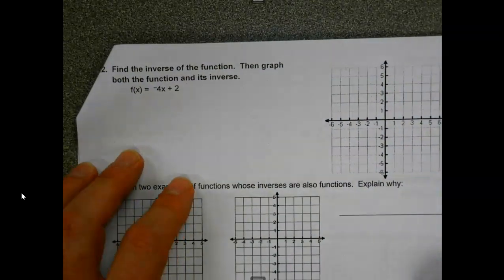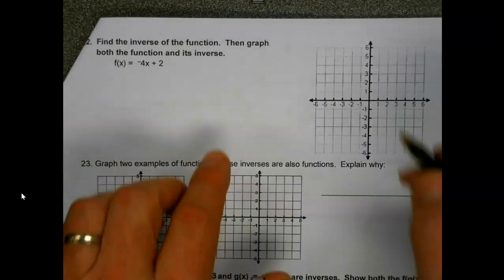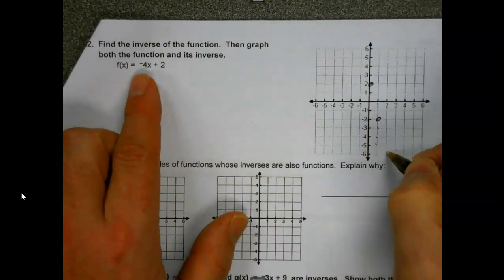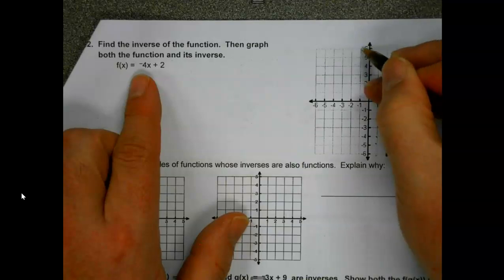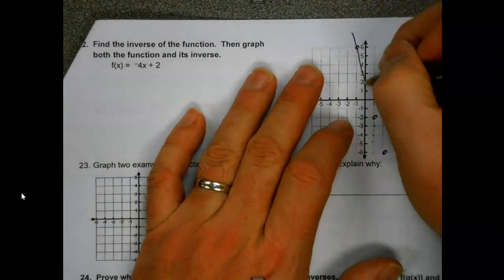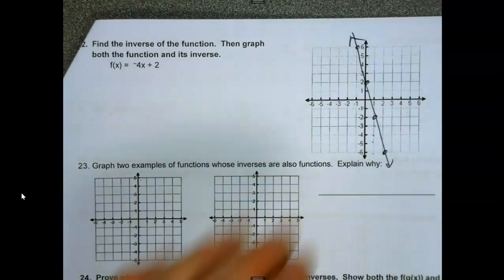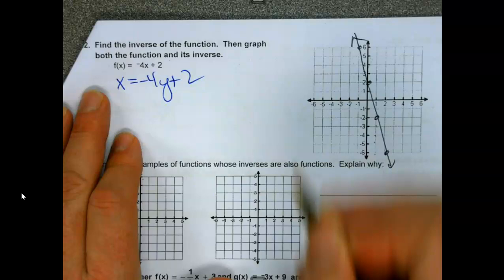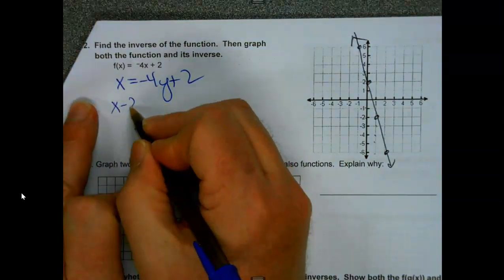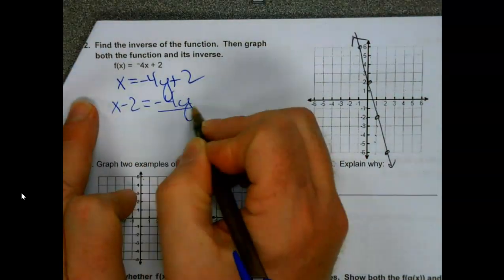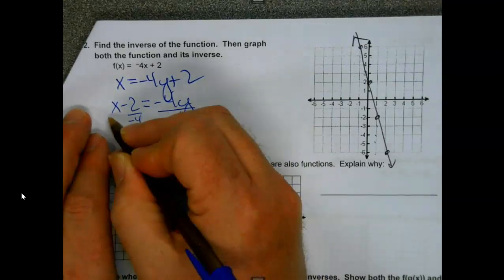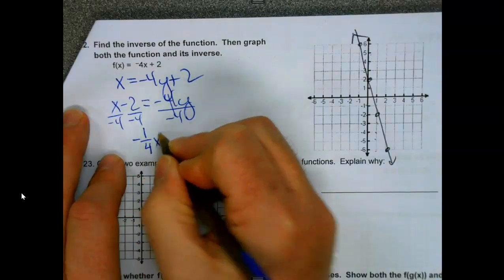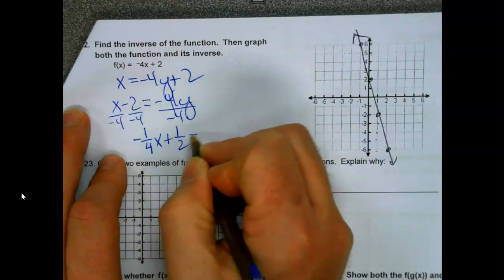All right, find the inverse of the function, graph both the function and the inverse. Well, I'm going to graph this right away. 2, 3, 4, 2, 3, 4. Now, so there's my original. Find the inverse. Switch x and y. Solve for y. And on this one, since I'm graphing it, I'm not just going to leave it as one big fraction. Ugh. It's kind of yucky.